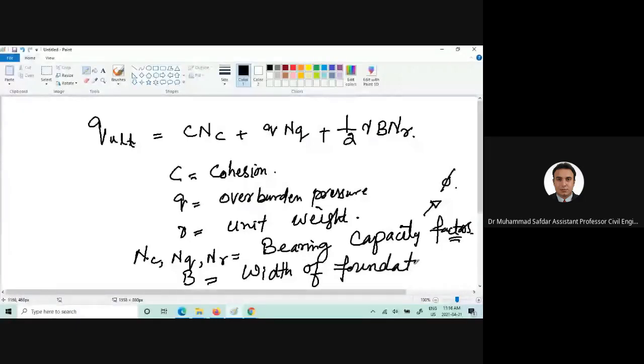C and NC, Q and NQ, and half gamma B and N gamma, and we can also write this Q as gamma into D, and that D is the depth of foundation.